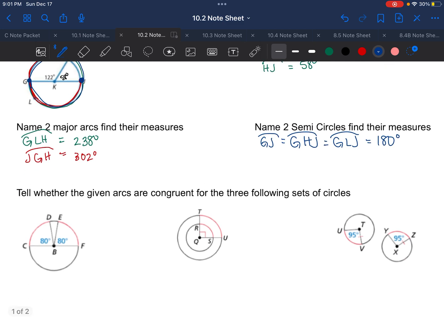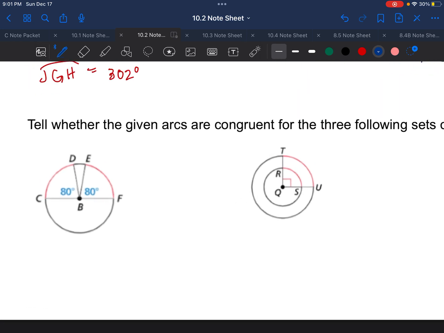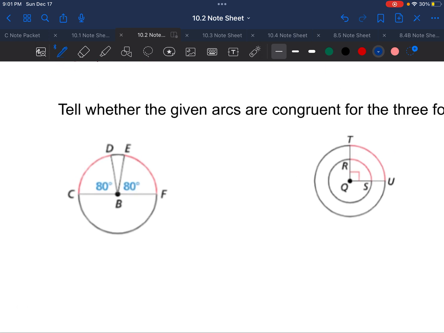All right, for this next part, tell whether the given arcs are congruent for the three following sets of circles. Arcs are congruent if they have the same measure, so central angle, and if they have the same length. When you're thinking of arc length, think of standing at this point and walking the arc. That distance, the arc distance, is arc length. As long as those are both the same, then you have congruent arcs.